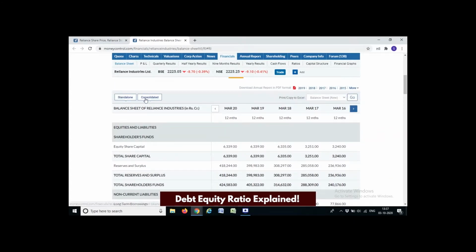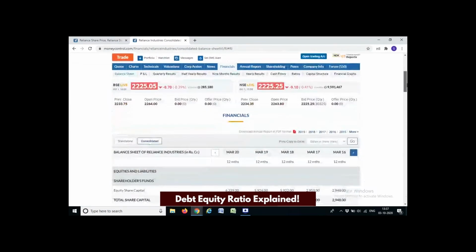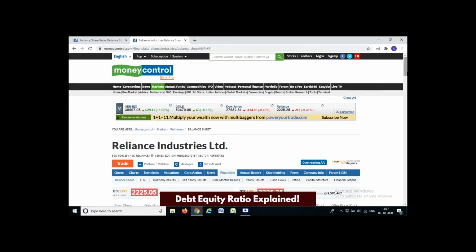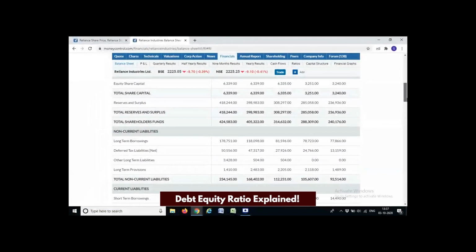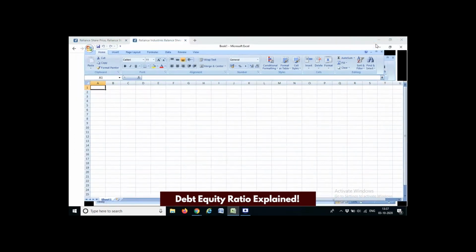Now, when you click on the balance sheet here, you see the details are given here, and we'll try and remain on standalone. We can even take up consolidated, but to make it very simple, let's stick to standalone. Now, when you go to standalone balance sheet, here you see the whole details are given. So now to calculate debt equity ratio, let's open an Excel sheet parallelly. So what is debt equity ratio?